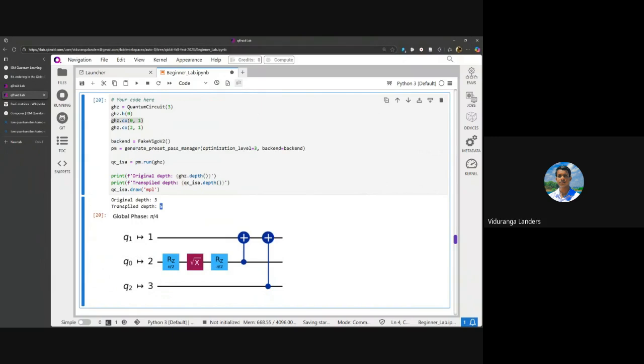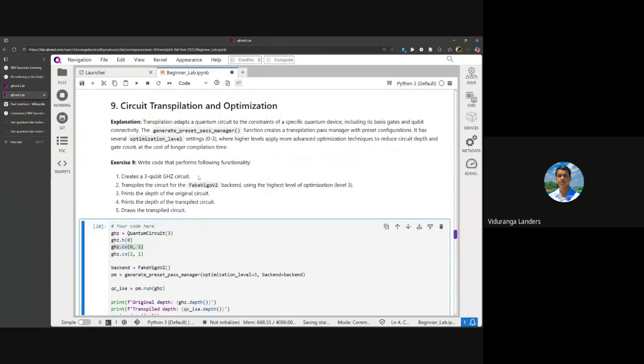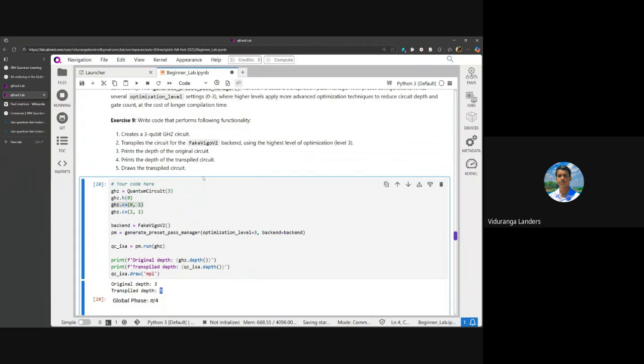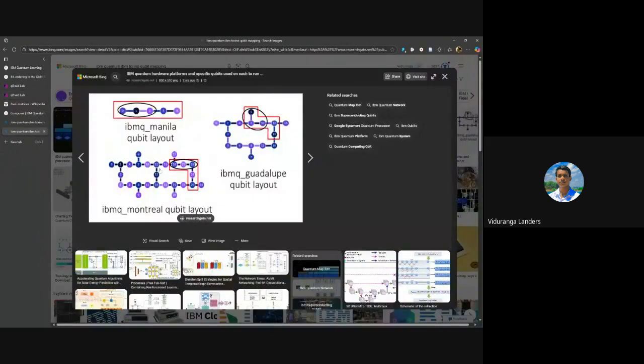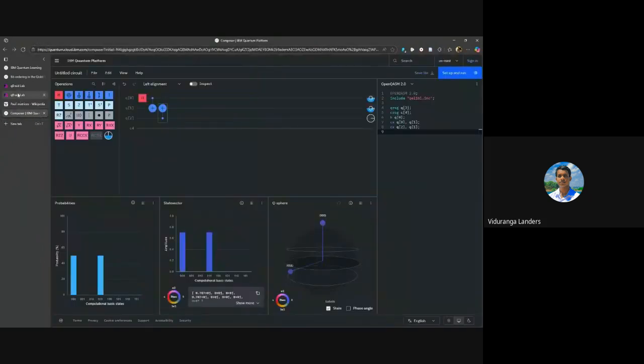So transpilation is something that maps your circuit to the device structure. Hope that's clear. You can do more things with this, especially if you are doing complex circuits with hundreds of qubits. Then you have to start worrying about all these connections. But if you are doing some small circuits, then you don't have to worry much about those.